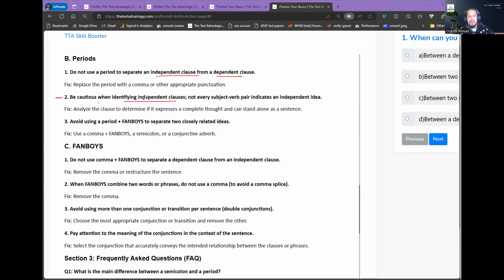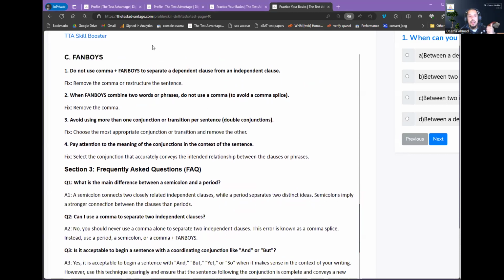Be cautious. Okay, good. Be cautious. نيجي ندور على independent idea. مش كل حاجة subject to verb معناها it's an independent idea. وشفناها في examples بتاع dependent clauses. Remember, the subject does the verb and it's a complete idea. Avoid using the period fanboys. Okay, this is for you guys. And finally, fanboys. Common mistakes هتشوفوها.